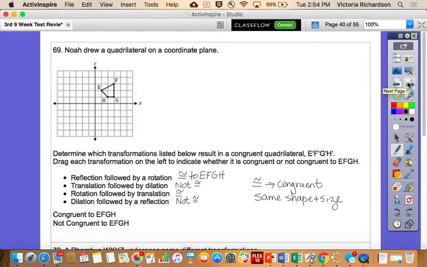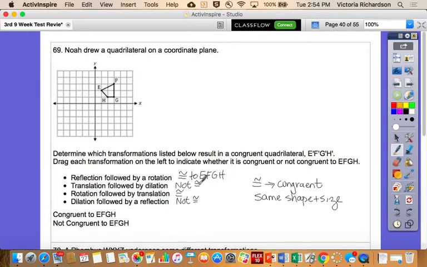69, Noah drew a quadrilateral on a coordinate plane. It says determine which transformations listed below result in a congruent quadrilateral. The symbol right here is the symbol for congruent. It's an equal sign with a squiggly line on top, and it means congruent. I'm going to remind you that congruent means same shape and same size. So if I do some kind of a reflection and then rotation, it's still going to be congruent to EFG because my size did not change and my shape did not change. The only thing that changed was where it was located.